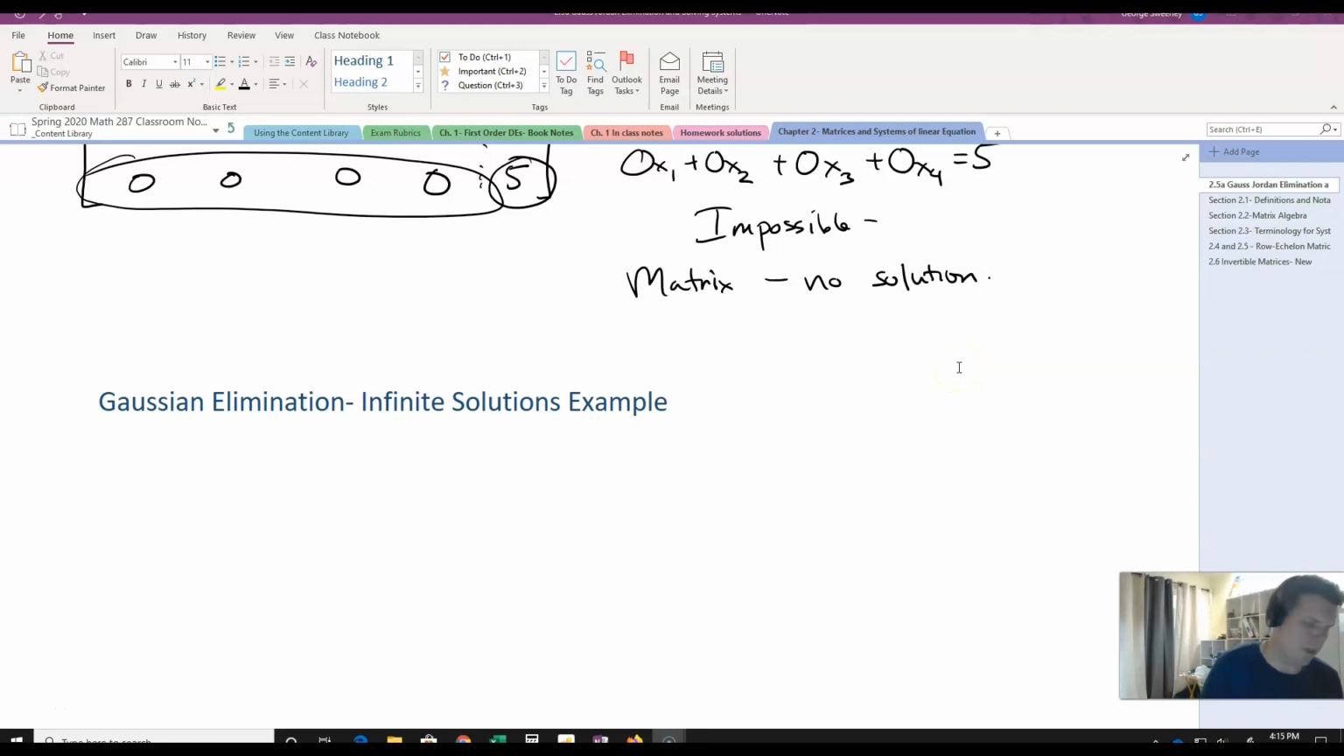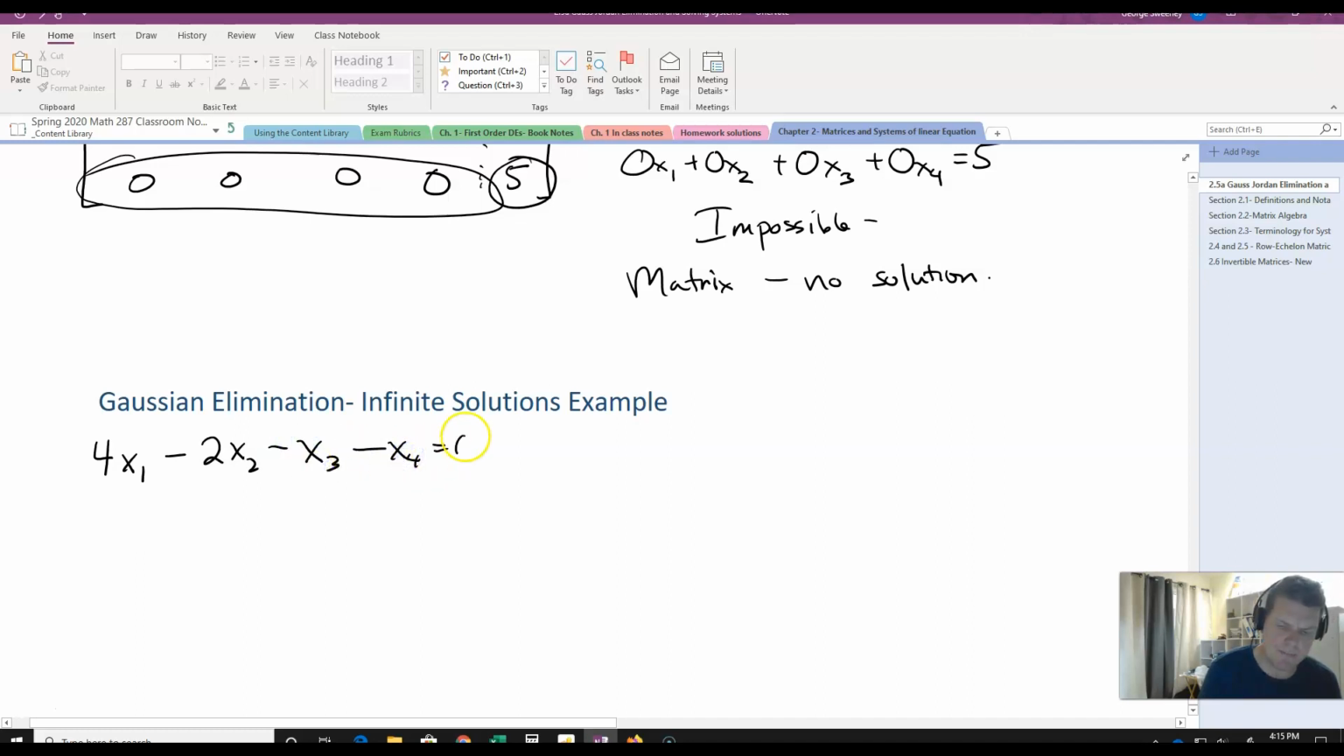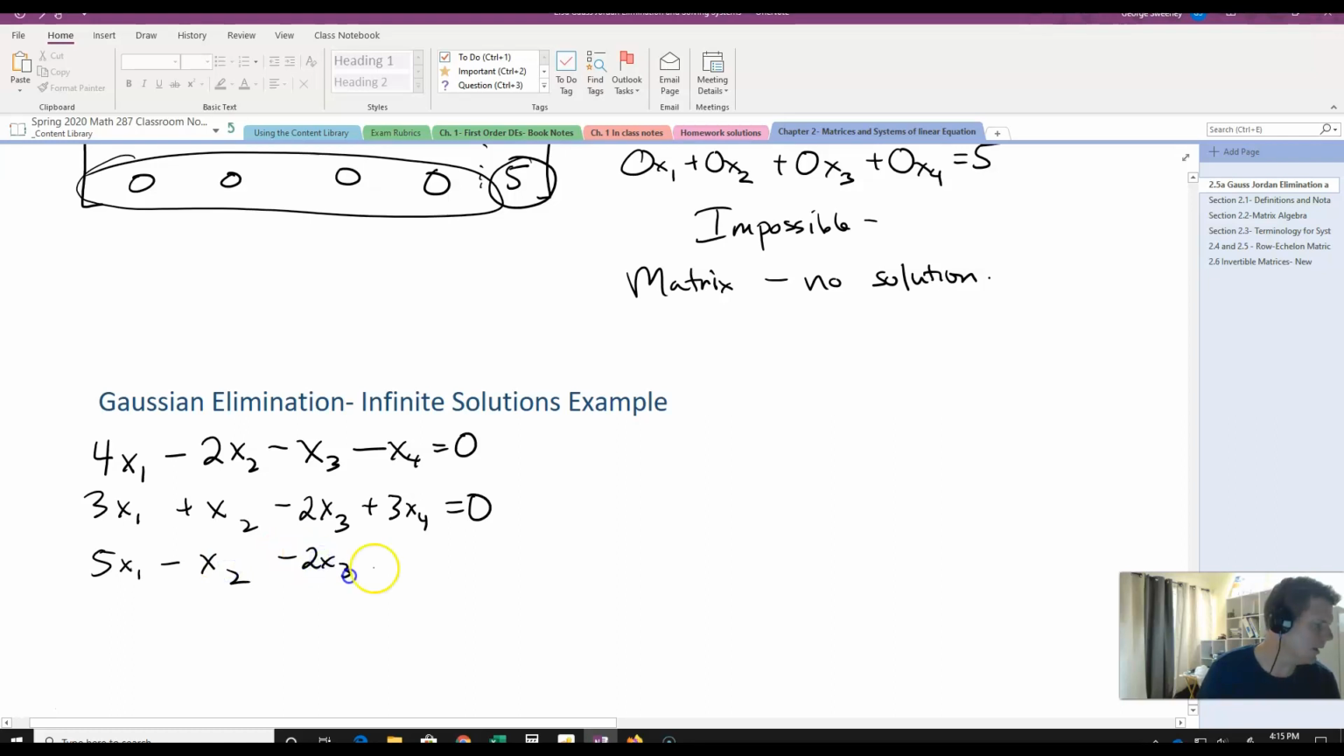So now let's take a look and we're going to do an infinite solutions example. For example, let's take 4x1 minus 2x2 minus x3 minus x4 equals 0. And then 3x1 plus x2 minus 2x3 plus 3x4 equals 0. And then 5x1 minus x2 minus 2x3 plus x4 equals 0.